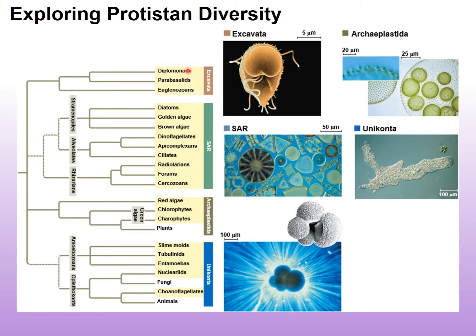Now we have the excavata, which was already discussed, the SAR clade, which includes the stramenopiles, the alveolates, and the rhizarians, and then the archaeplastida, which include the red algae and the green algae, which are the closest related to plants. Now we're going to talk about the Unikonta, where we have some close relatives of fungi and animals. So the Unikonta divide up into the Amoebozoans and the Opisthokonts, and then further. So we're going to talk about those.